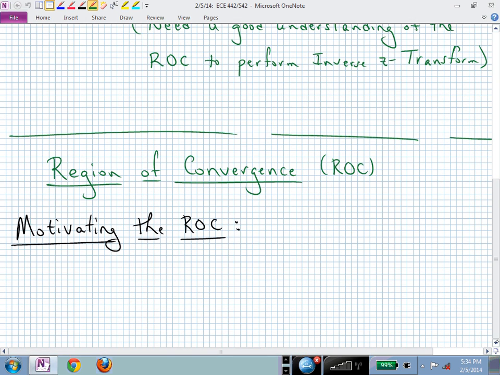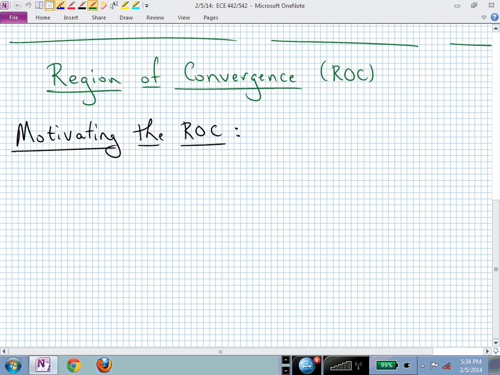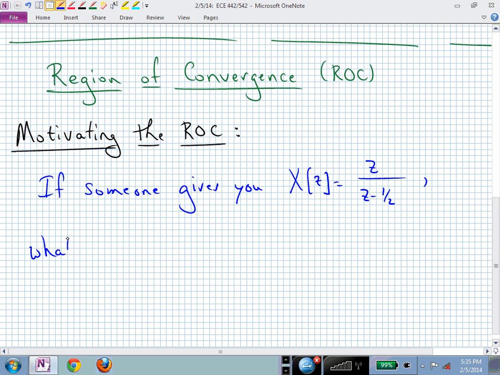So let's look at the region of convergence, and here's how I will motivate that. Suppose somebody provides you with, or if someone gives you a transform, capital X of z equaling z over z minus 1/2. What can you tell me, or what can you tell them about the time domain waveform little x of n? Or what can be said about x of n, the inverse z transform of capital X of z?